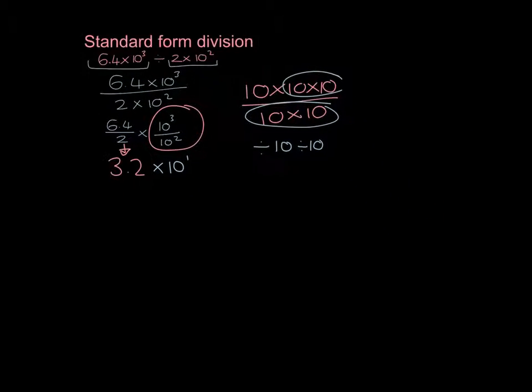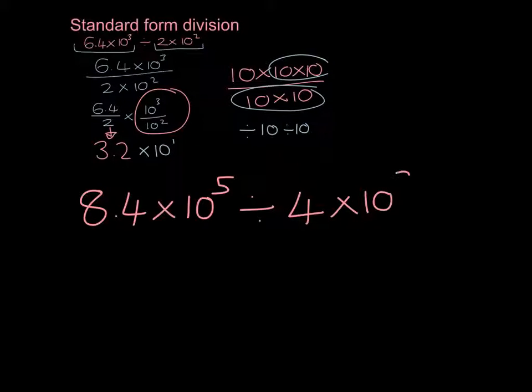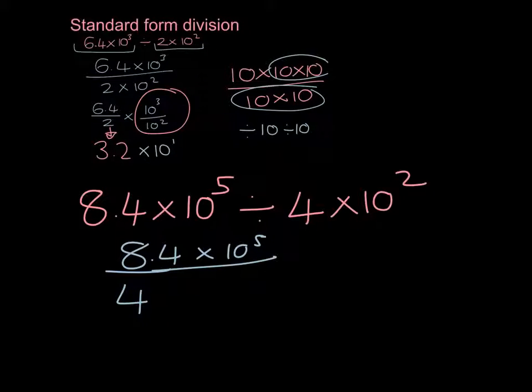Now if we look at another question, you could be asked 8.4 times 10 to the 5 divided by 4 times 10 squared. Follow the same process, 8.4 times 10 to the power of 5 divided by 4 times 10 to the power of 2.